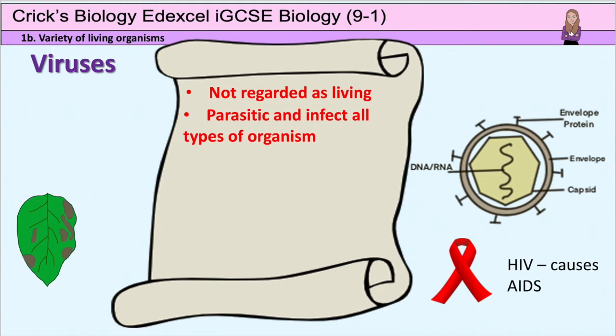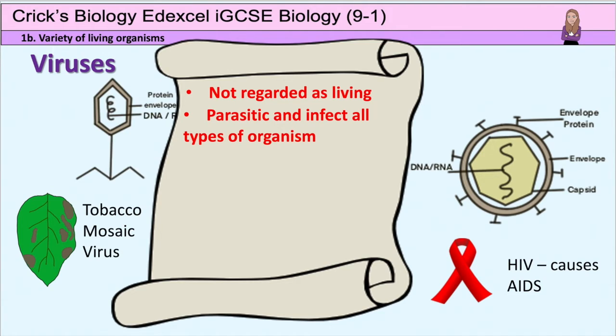Others infect plant cells, such as the tobacco mosaic virus, which interferes with the ability of the tobacco plant to make chloroplasts, causing mottled patches to develop on the leaves. There are even viruses like the bacteriophage, shown here, which infect bacteria. Viruses are much smaller than bacterial cells, roughly 10 to 100 times smaller in diameter.